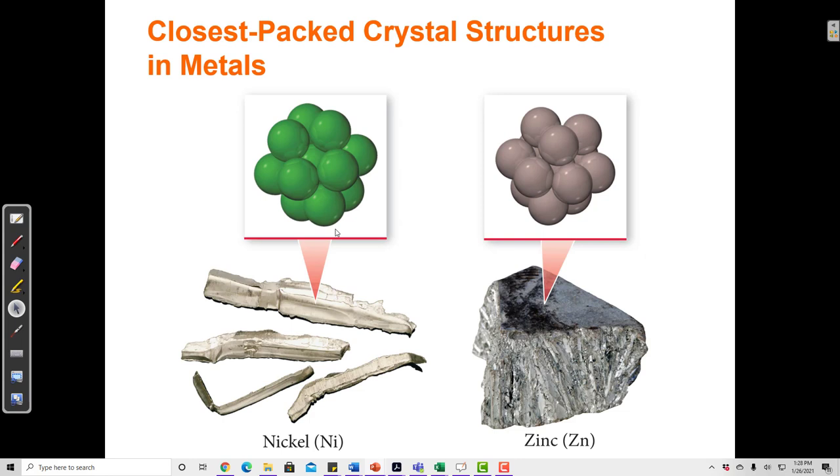Here are some examples of metallic solids. Nickel, we can see here that these atoms are stuck together in a hexagonal closest packed. You can tell this is hexagonal because the angle between these atoms right here is 120 degrees. This also is a hexagonal structure because, again, we can see this angle right here is 120 degrees, so that's going to give us a hexagonal structure.